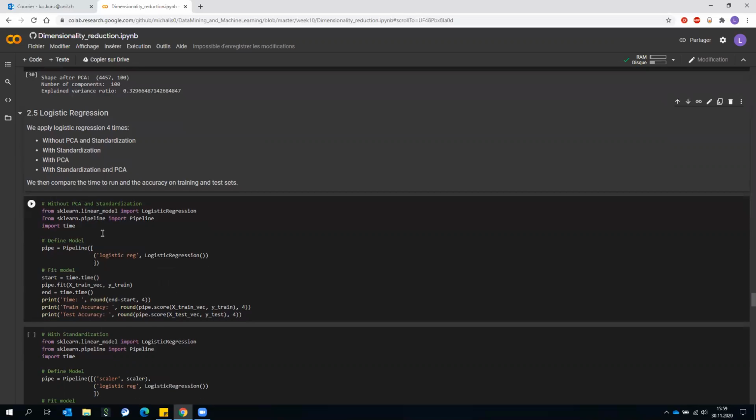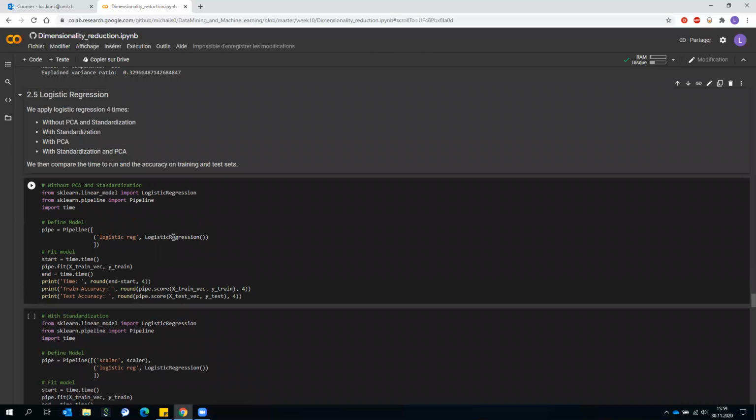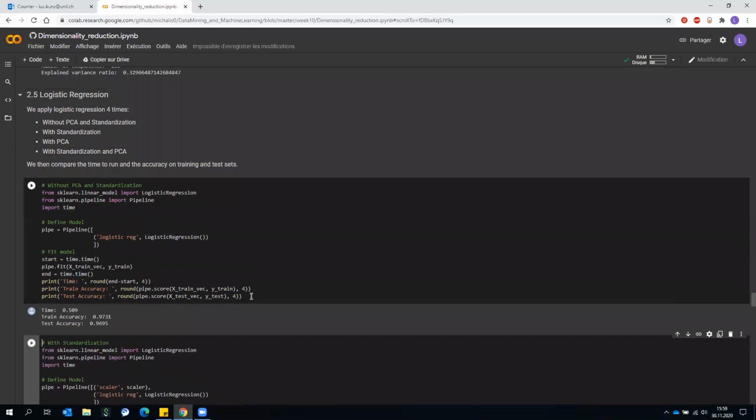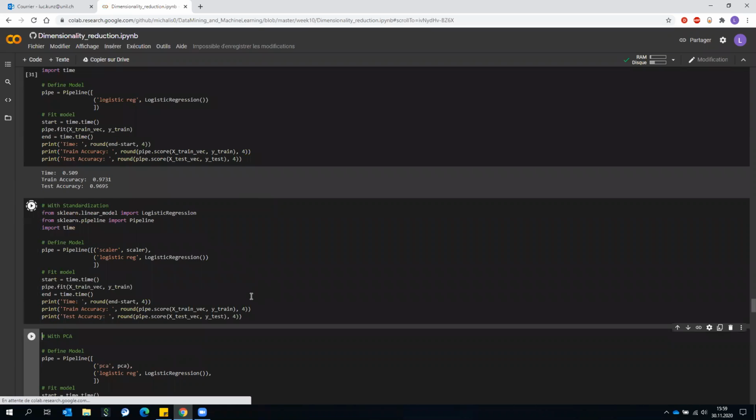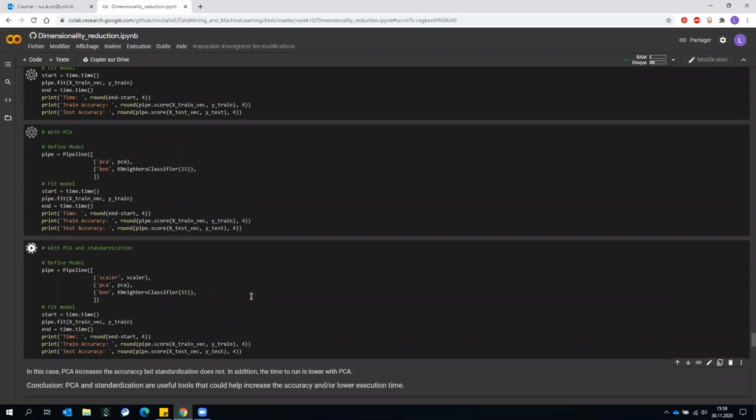So this is the code. Basically, this is always the same. The only thing that changes is the pipeline. So in this case, we only have logistic regression in the pipeline. I start and end with the time that we saw last week, and I fit in the middle, and then I print the time, the train accuracy and the test accuracy. If I run this, I just run everything now because it will take a bit of time to run.